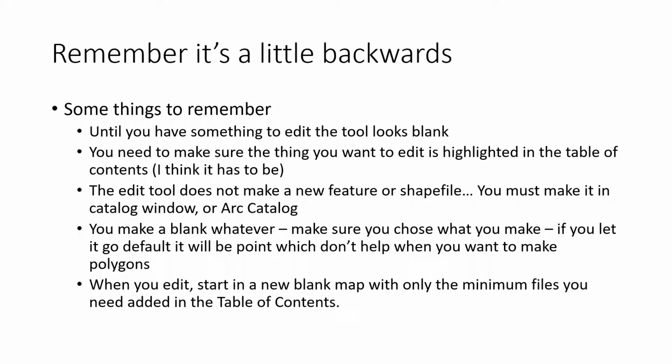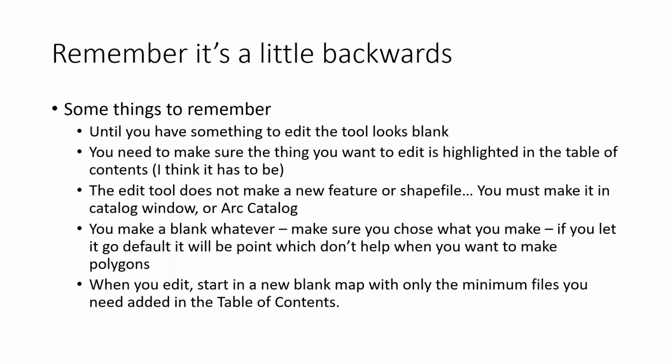So I said earlier, remember, the process is a little bit backwards, so I'm going to go through it, and hopefully this will help make more sense. Some things to remember: until you have something to edit, the tools look blank. You need to make sure that the thing you want to edit is highlighted in the table of contents. Now, I'm pretty sure this is in Pro, and I think it is in Desktop too. So if you don't have something highlighted, you can't really edit it. The third thing is the Edit tool does not make new features or shapefiles. You must make them in the Catalog window or in Arc Catalog. Now, I'll give you some pictures here in a bit to show you what I'm talking about.